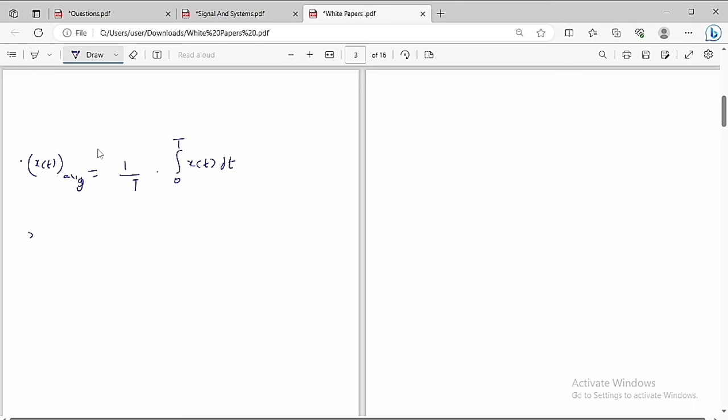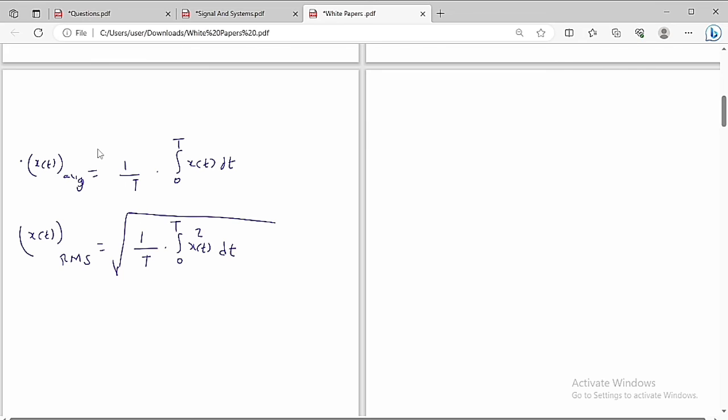Similarly, what is the RMS value? X of t RMS value is equal to the square root of 1 by T into integration of 0 to T x of t whole square into dt. So these two things you always have to keep in your mind.